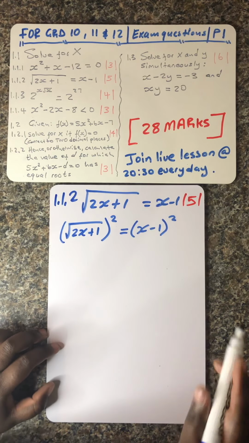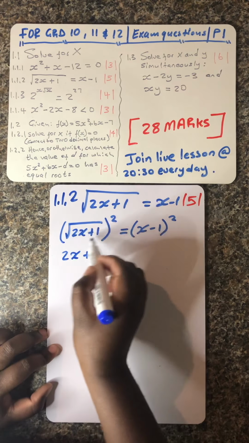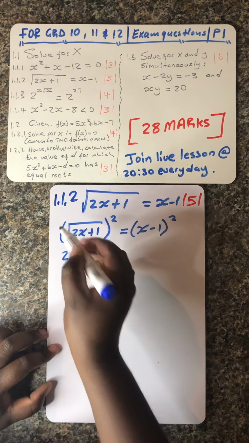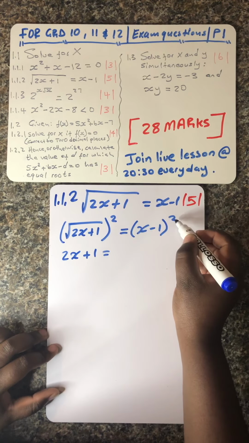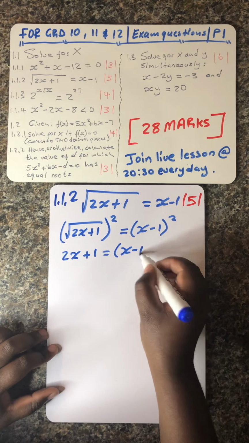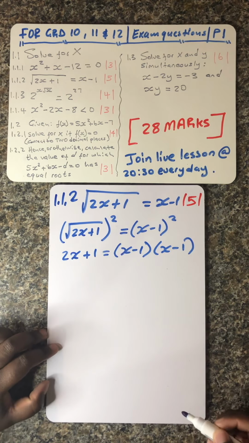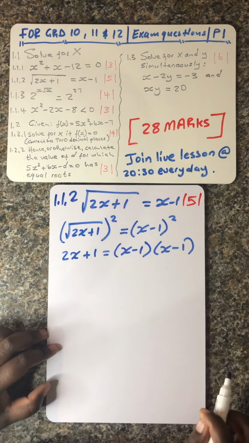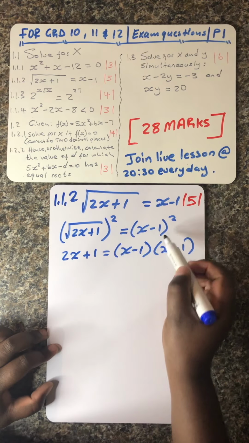So now guys, you just write 2x plus 1, which is whatever is inside the square root, because by introducing that square, you want to remove that square root. Obviously, it's equal to, that square on the right side means you've got two of these. So it's (x minus 1)(x minus 1). Can you see, guys? So now your next step is obviously to concentrate on removing those brackets. So guys, the first step, you remove the square root and you have those brackets.